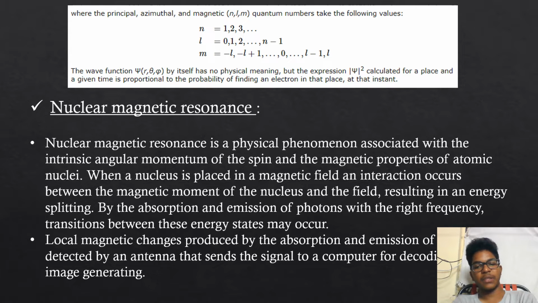Nuclear magnetic resonance is a physical phenomenon associated with the intrinsic angular momentum of spin and the magnetic properties of atomic nuclei. When the nucleus is placed in a magnetic field, an interaction occurs between the magnetic moment of the nucleus and the field, resulting in energy splitting. Absorption and emission of photons with the right frequency cause transitions between these energy states. Local magnetic changes produced by the absorption and emission are detected by an antenna that sends the signal to a computer for decoding and image generating.